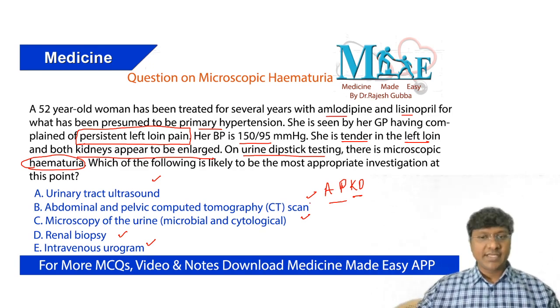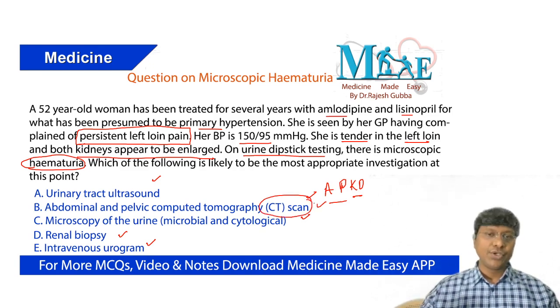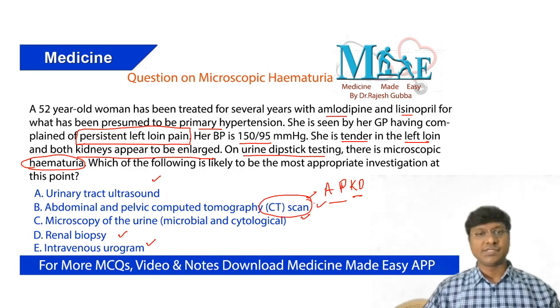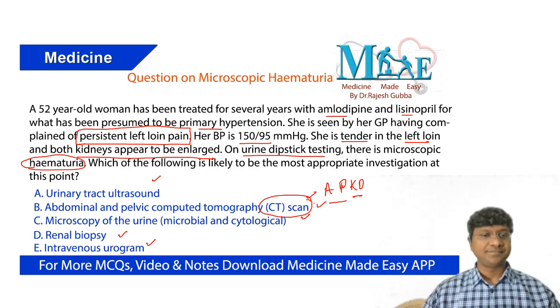But even if you do a CT scan, you will get the diagnosis of polycystic kidney disease. But a CT scan is very expensive, and it may require contrast also, so there is a chance of contrast-induced nephropathy. So it is very expensive. That is the reason why, when we are getting a proper diagnosis with the ultrasound, what is the purpose of a CT scan, except for the higher resolution we get in the image? So the most appropriate investigation at this point is urinary tract ultrasound.